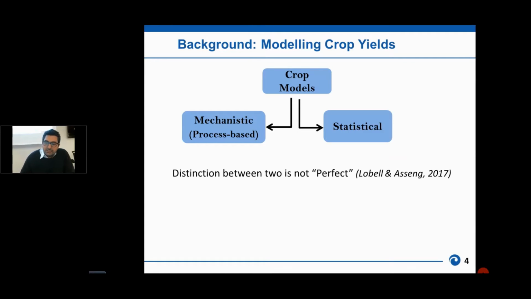Now, as Lobell and Asseng recently highlighted, the distinction between these two is not perfect, in the sense that in process-based crop models, you do have a lot of calibration, which is based on statistical approaches. And on the other hand, in statistical crop models, you tend to be biased towards certain processes, and you choose your statistical parameters based on that. So there's not a very clear distinction between the two, but this is how the crop models are broadly classified.